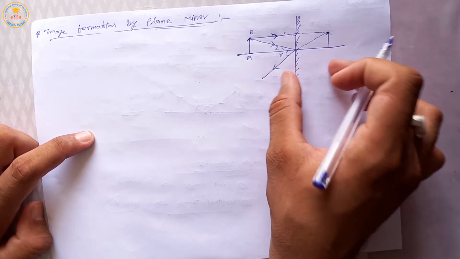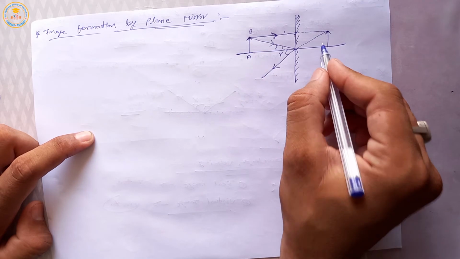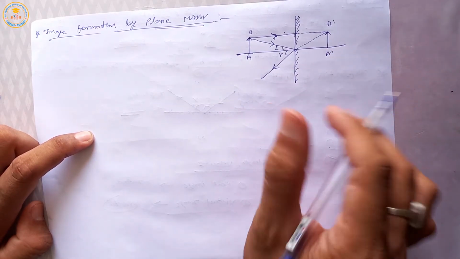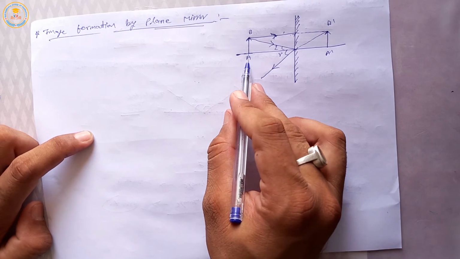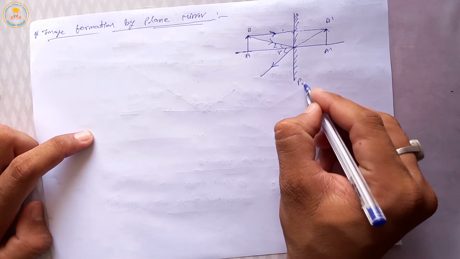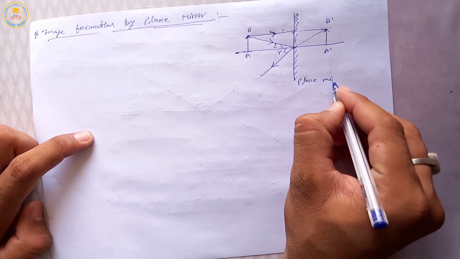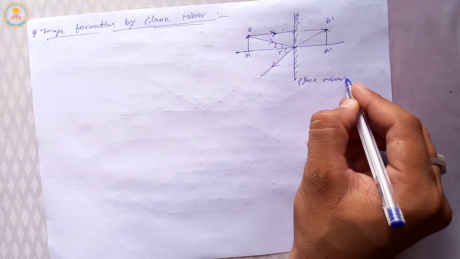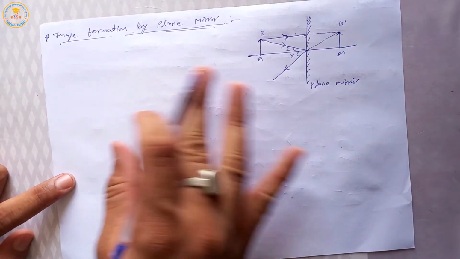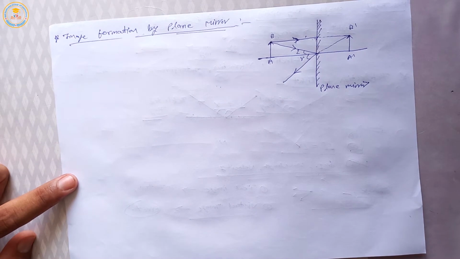Okay, and the same size as the object, you can easily see that the size of this image is the same as the object. Okay, this is the image formation of a plane mirror. Now some important points of this image formation of a plane mirror.